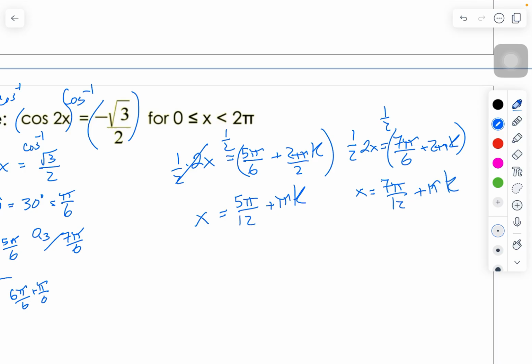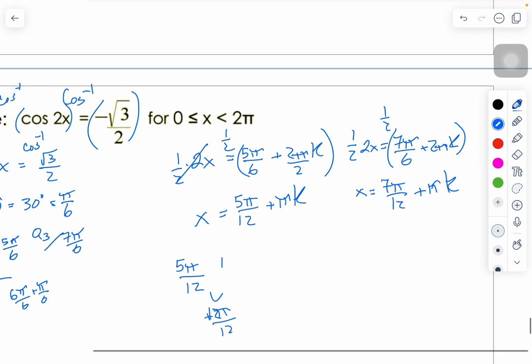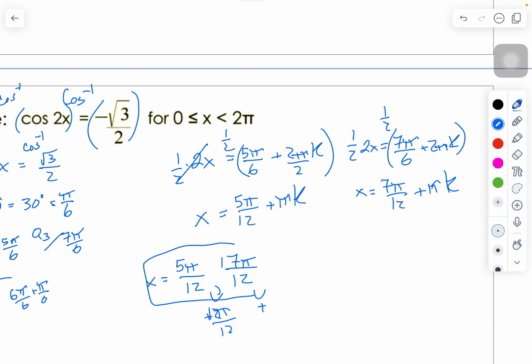Okay, now we're working within the full circle. So if I took 5 pi over 12 and I added pi, which would be 12 pi over 12, that gives me 17 pi over 12, which is 1 5/12, smaller than 2. I'm pretty sure if I added another pi, I'm going to go over. So there are 2 values of x because of me starting off with a reference angle in the second quadrant.